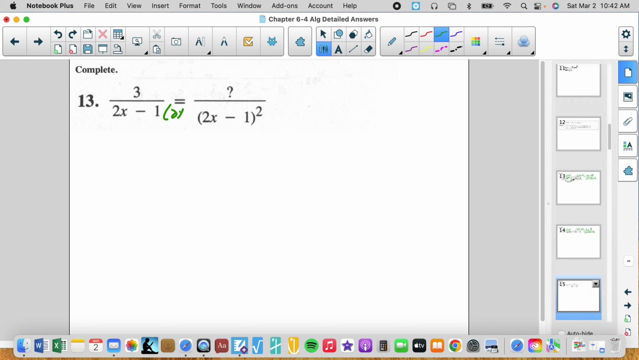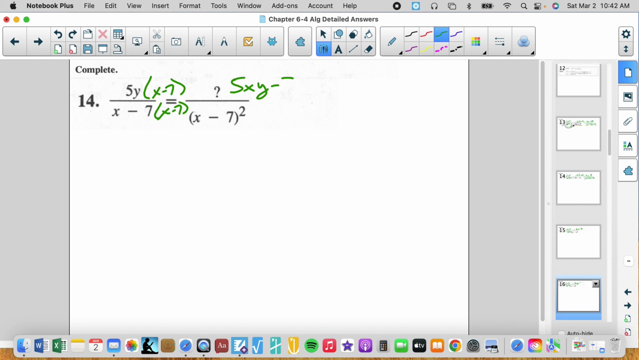We're going to multiply it by x minus 1, 2x minus 1, excuse me. So that's going to give us 6x minus 3. We're going to multiply it by x minus 7. Well, that's interesting. So 5xy minus 35y. When we have multiple variables in a term, we want to write them in alphabetical order.